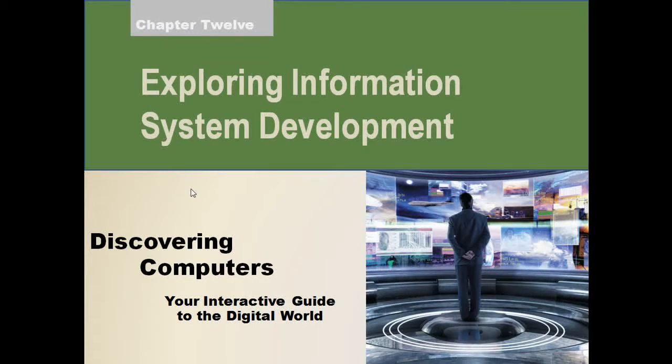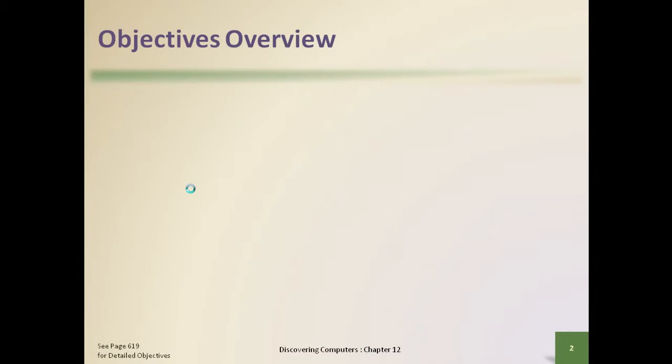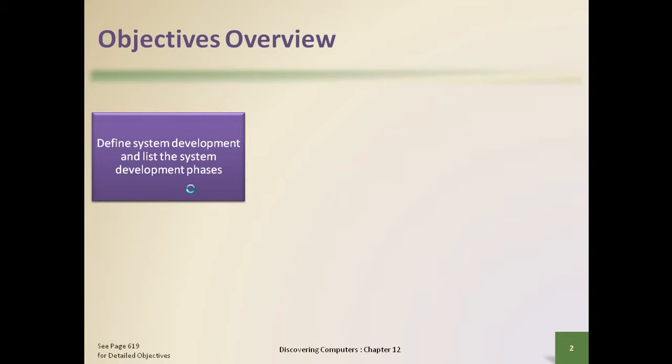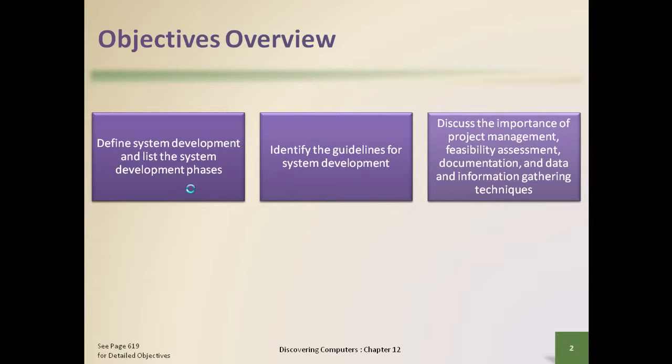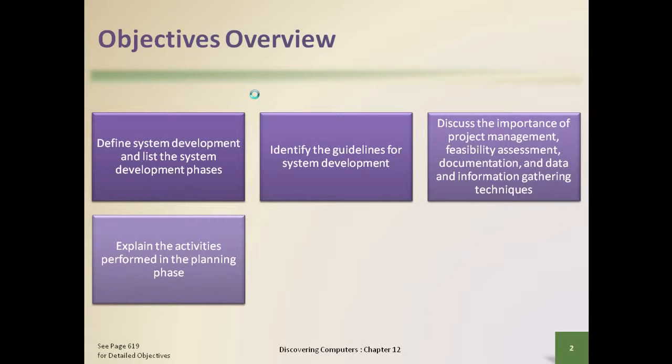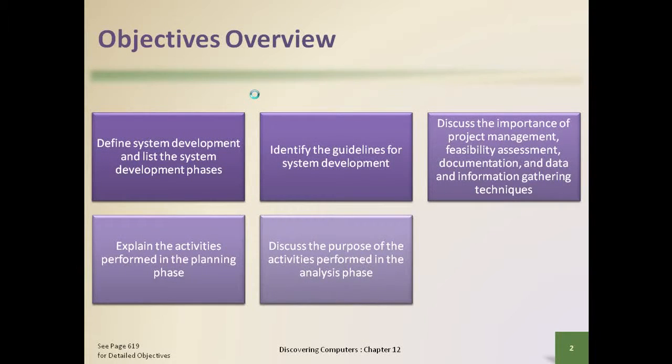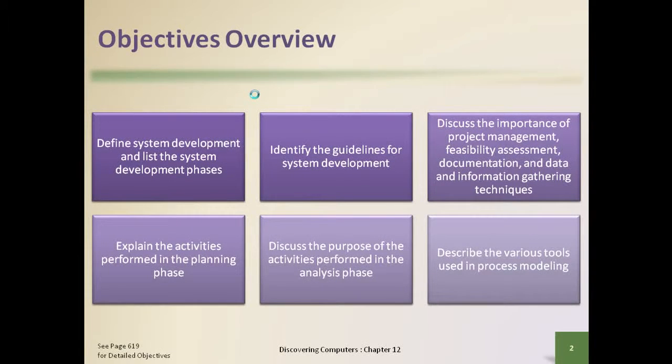Chapter 12 Exploring Information System Development. Objective Overview. Define system development and list the system development phases. Identify the guidelines for system development. Discuss the importance of project management, feasibility assessment, documentation, and data and information gathering techniques.